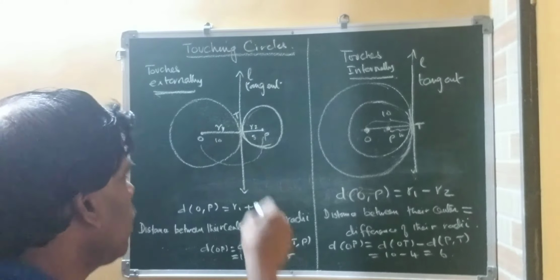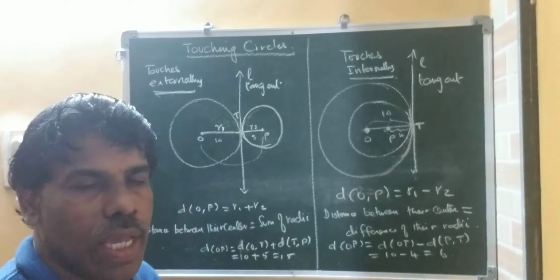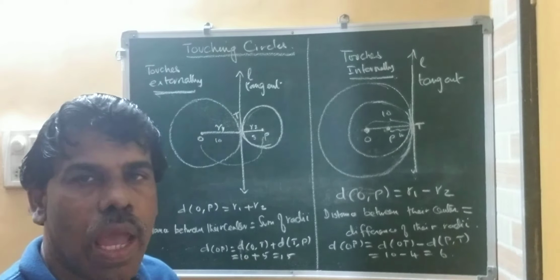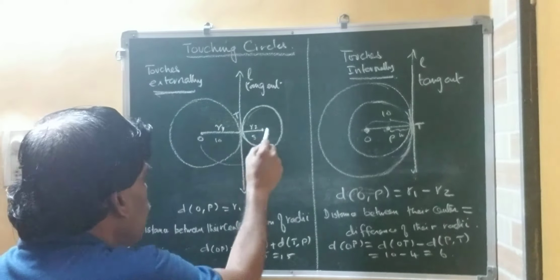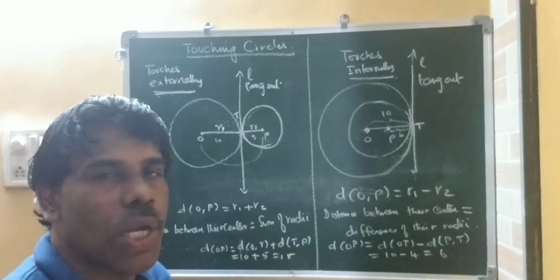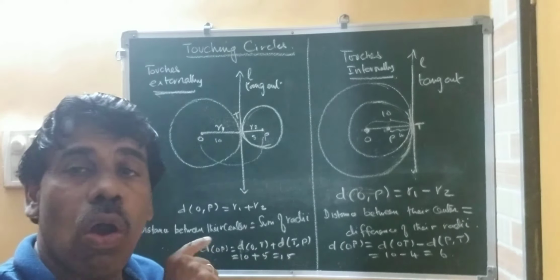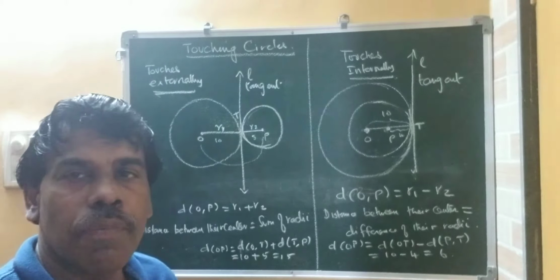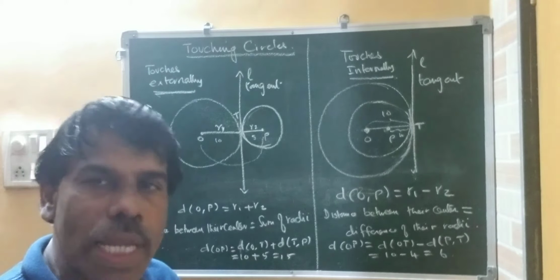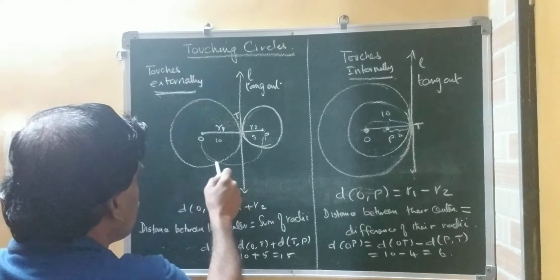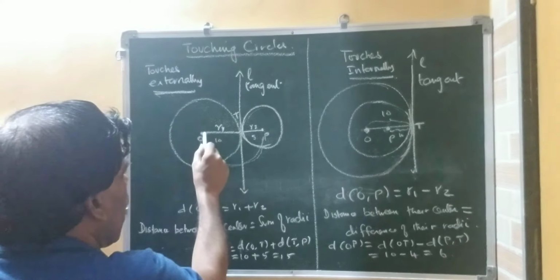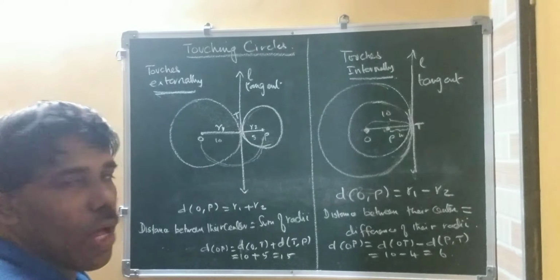Okay. When two circles are touching each other externally at only one point, then the centers of those circles and the point of contact all lie on the same line. In other words, they are collinear. Then what is the distance between this center and this center? You have to add R1 plus R2.